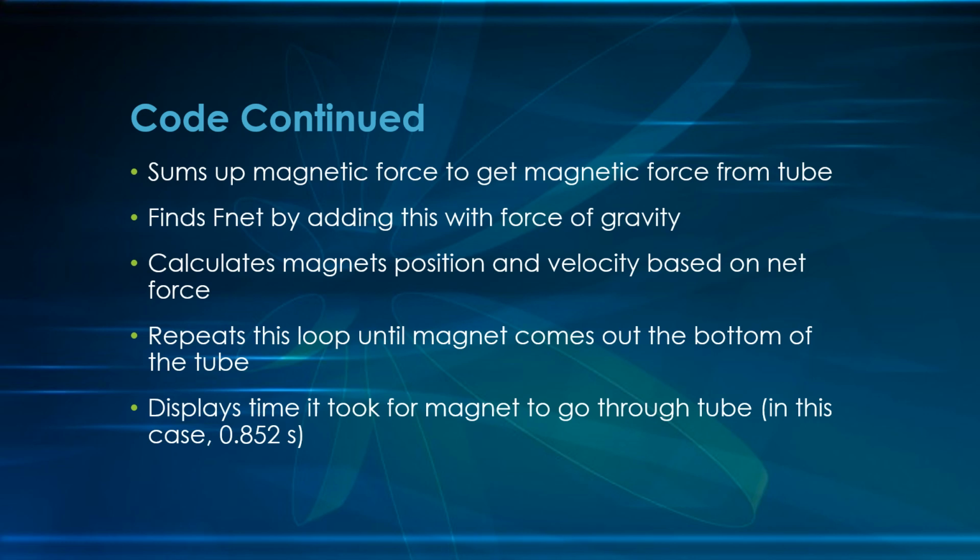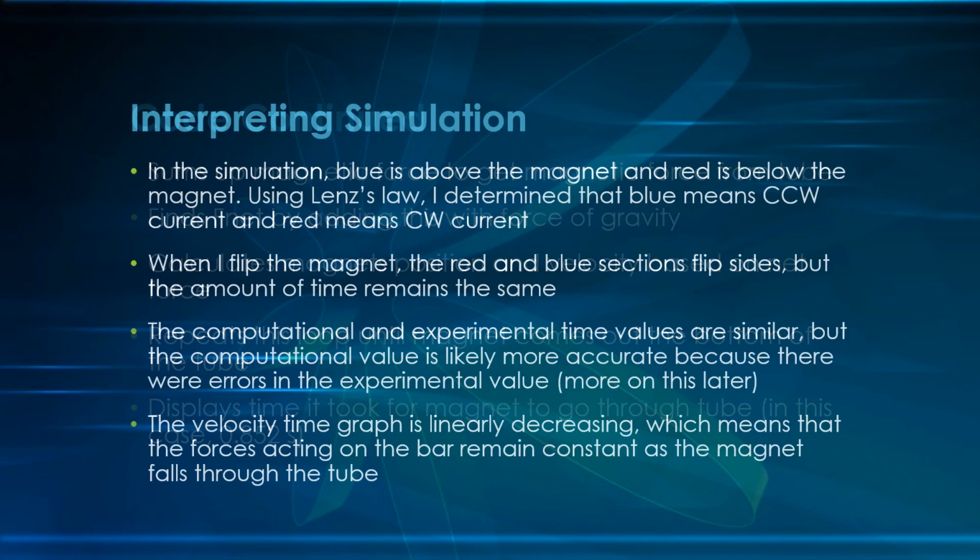Then the code sums up the magnetic forces of the rings to get the magnetic force of the tube and finds the net force by adding this with the force of gravity, and then it uses this to calculate the magnet's position and velocity, and this is repeated until the magnet comes out the bottom of the tube. Finally, the code displays the time it took for the magnet to go through the tube. In this case, that was 0.852 seconds.